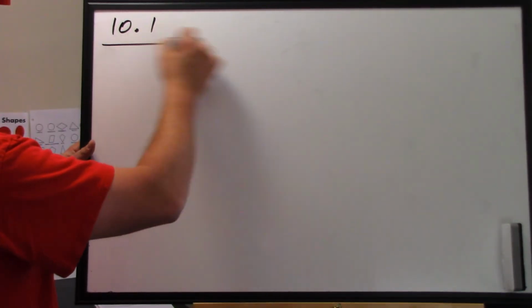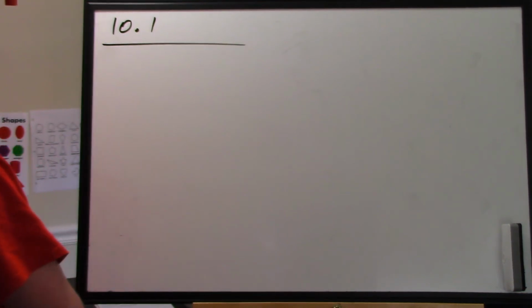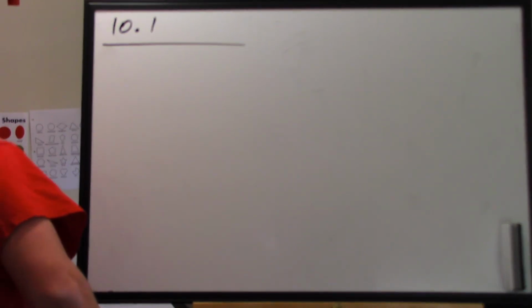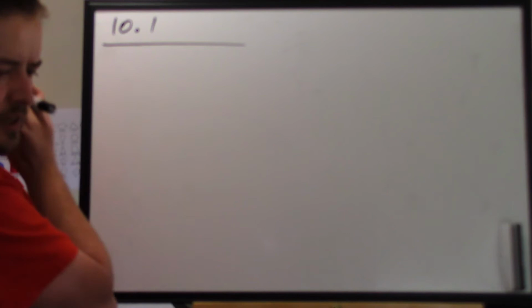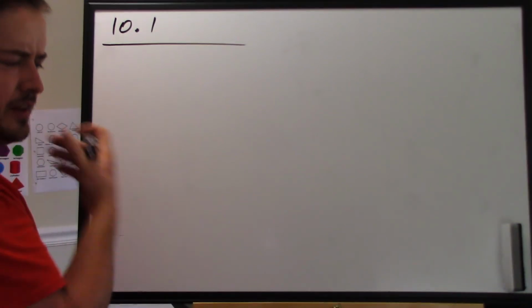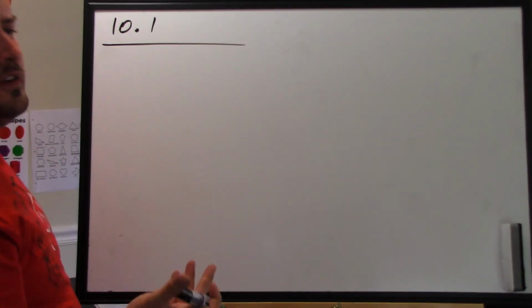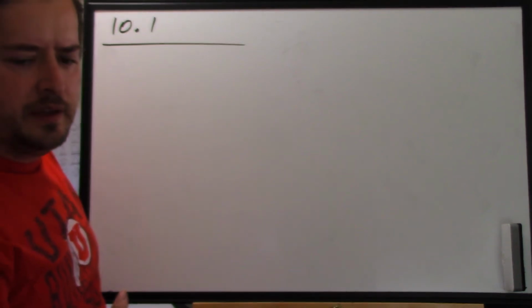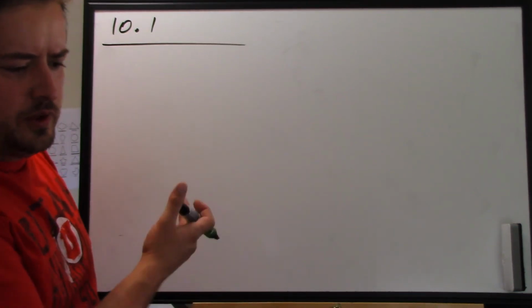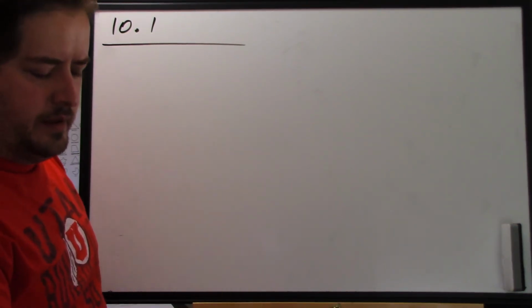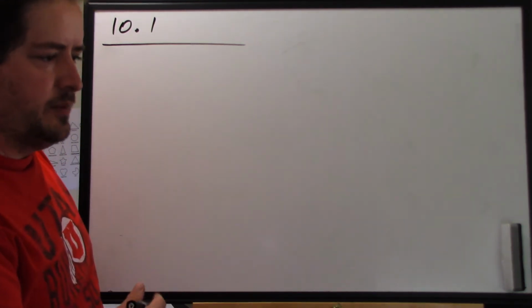Don't disappear on me. Let's take a look at 10.1. 10.1 is systems of equations. And it talks about a couple of different methods. I think it talks about graphing. Graphing is a terrible method to solve a system, especially if you're doing it on a whiteboard. Every time I try to draw out a system, I never get the answer because I can't draw a straight line to save my life.